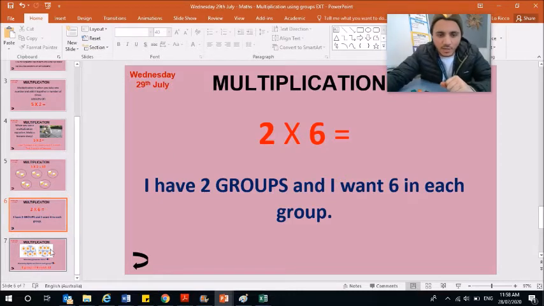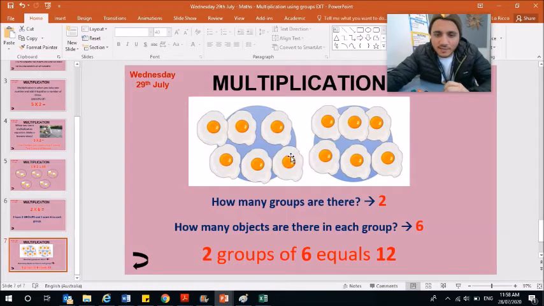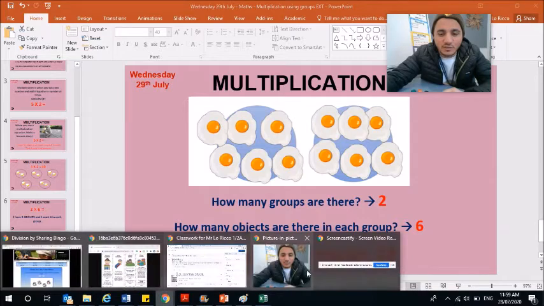I've got a different way of showing you on the next page. With eggs, 2 groups. There's 1 plate. So 1 plate is a group, and the second plate is a group. And on each plate, I've got 6 eggs. How many groups are there? 2. How many objects are there? Well, the objects are eggs. There are 6. Okay, so your answer would be the total. 6 and 6. 6 plus 6 equals, let's count. I'm going to say 6 and count on 6. 6, 7, 8, 9, 10, 11, 12. So 2 groups of 6 equals 12.